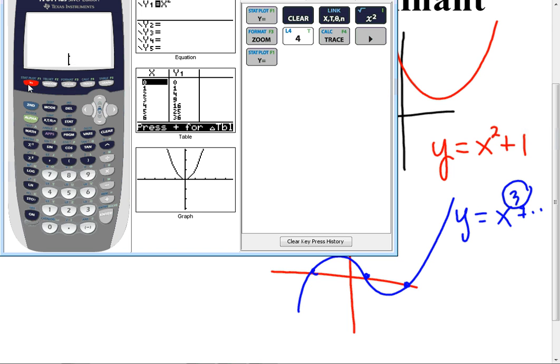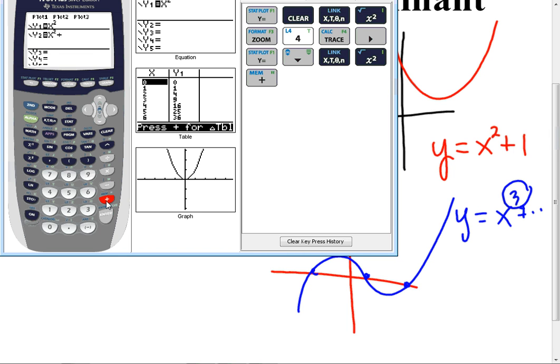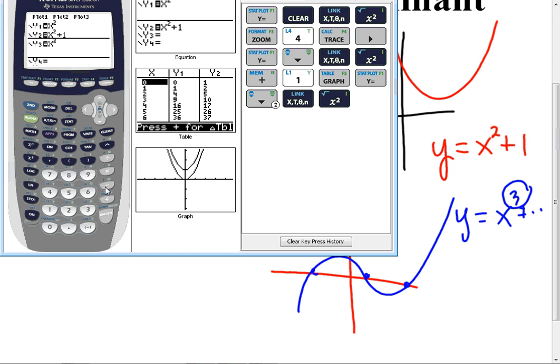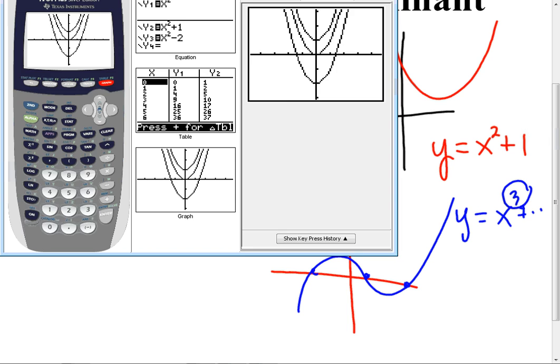Let's do now y equals x squared plus 1. This plus 1 is going to shift my graph up by 1 unit. And there it is. How many roots does that have? It doesn't have any, does it? No. Roots are where it crosses the x-axis. So let's do y equals x squared minus 2. We'll graph it. Let's do the large screen. Okay.